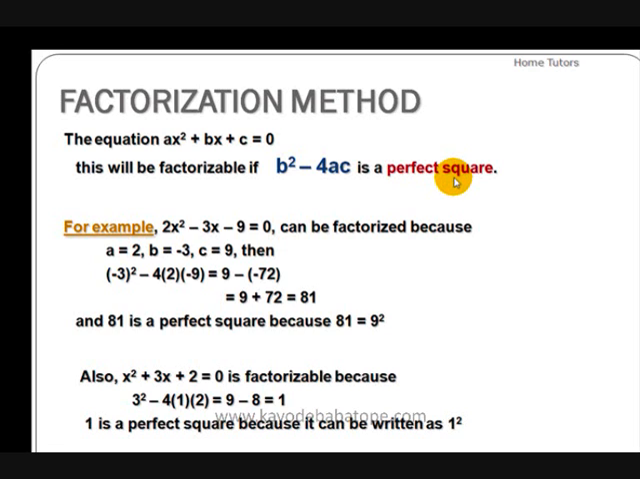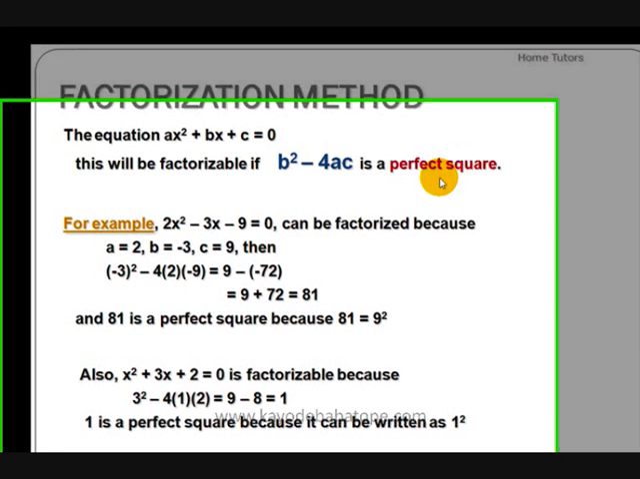What does a perfect square mean? A perfect square is a number which has an integer square root. For example, 9 is a perfect square because the square root is 3, an integer, it does not have any decimal place. For example, 10 is not a perfect square. For example, 25 is a perfect square.